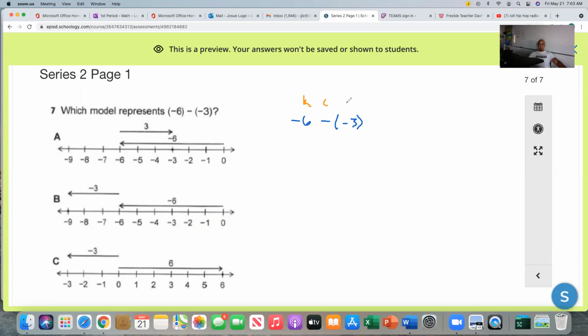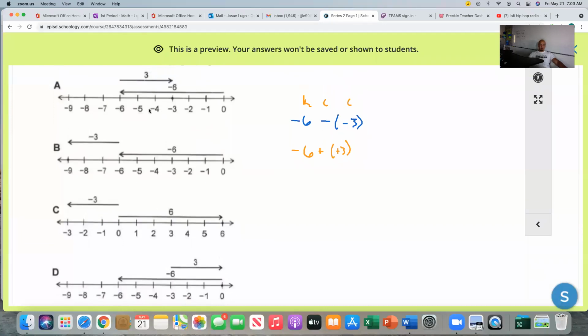Keep, change, change. Change this to addition. I promise you it's going to be a lot easier. In which case, we know that we are now starting with -6. We're keeping the -6, and we're going to be adding +3. So it's just the same thing as -6, and then we're increasing it by 3. So which of these number lines shows us that we're starting at -6, and then we are increasing it from there by 3.